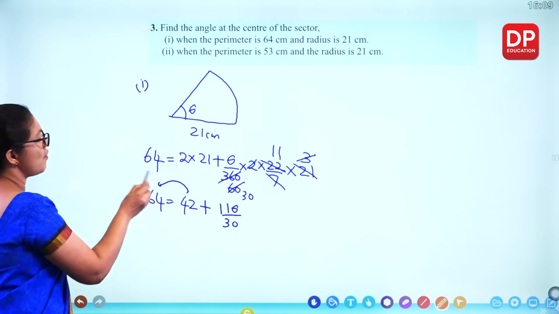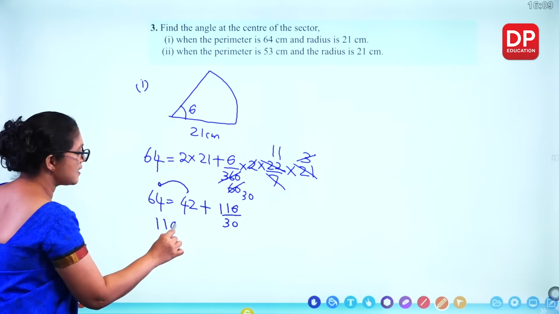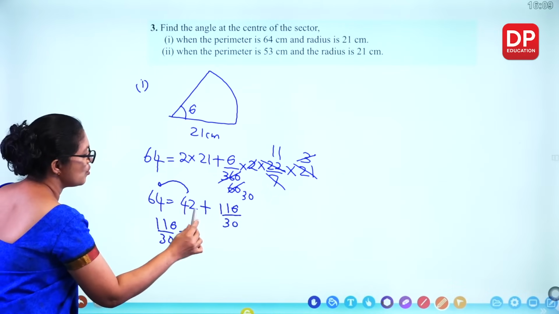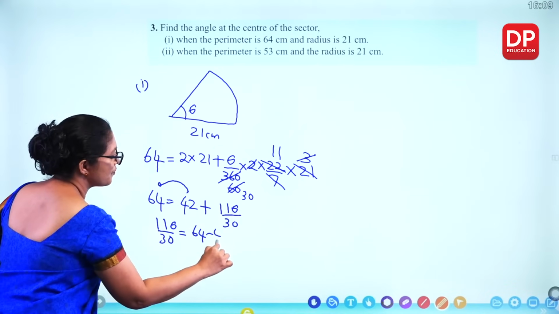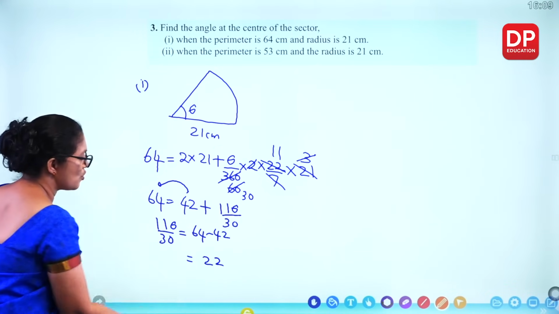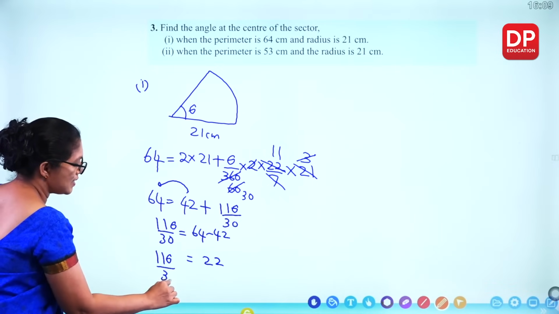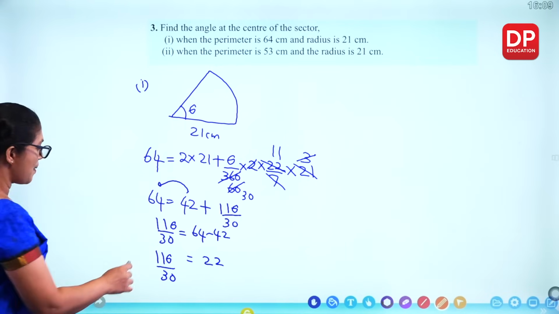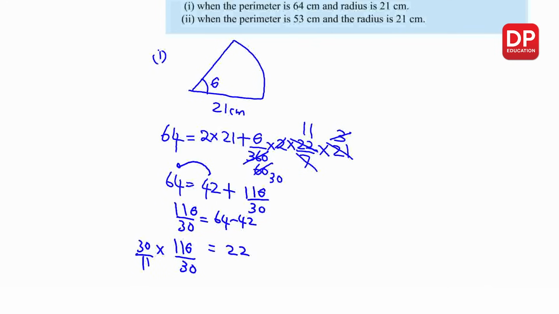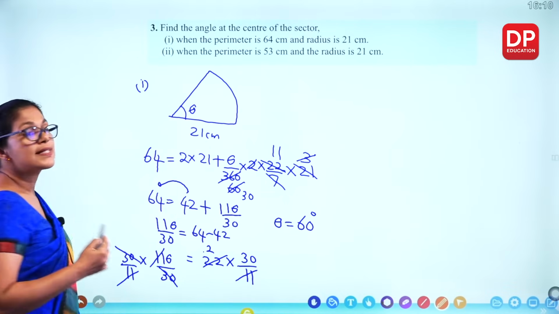So how can we solve for theta? I can first take 42 to the other side. So 11 theta over 30 is equal to 64 minus 42, which is 22. So 11 theta over 30 is 22. How can I find theta? Multiply by 30 and divide by 11. So theta equals 11 times 2, 2 times 30, you get 60 degrees. So this is a minor sector.